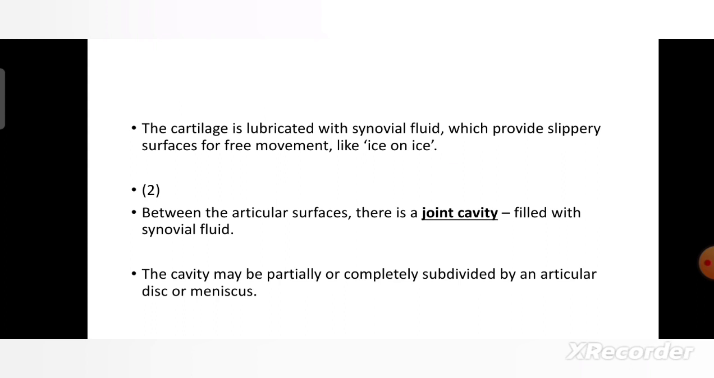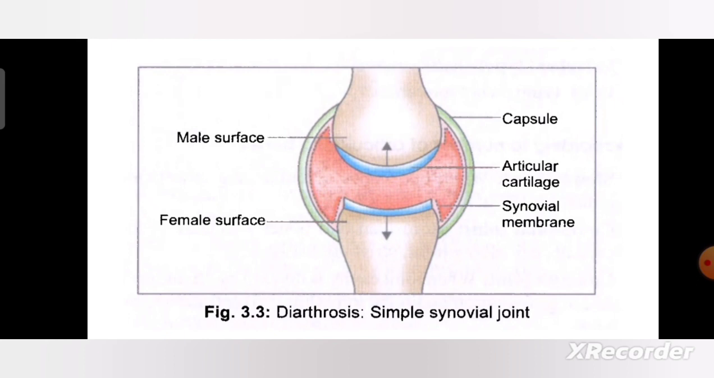Second characteristic is that between the articular surfaces there is a joint cavity which is filled with synovial fluid. The cavity may be partially or completely subdivided by an articular disc or meniscus. So this is also a figure of the synovial joint, where this is the articular surface covered by the articular cartilage, that is, hyaline cartilage. There is a space between the bones known as the joint cavity, which is filled by the synovial membrane.